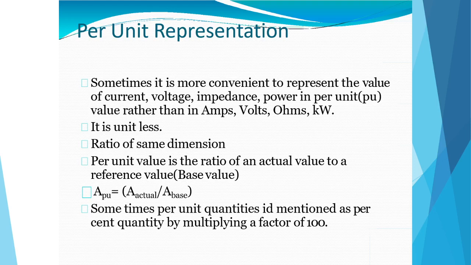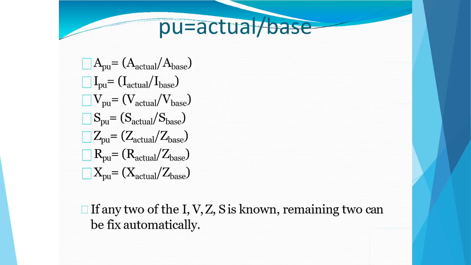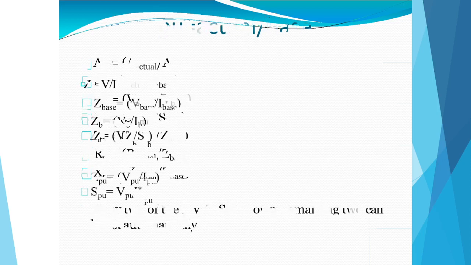Sometimes per unit quantity is mentioned as percent quantity by multiplying a factor of 100. So A per unit is equal to A actual by A base. I per unit is I actual by I base. V per unit is V actual by V base. S per unit is S actual by S base. Z per unit is Z actual by Z base. R per unit is R actual by Z base. X per unit is X actual by Z base.